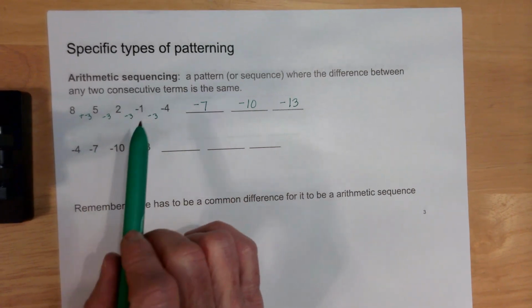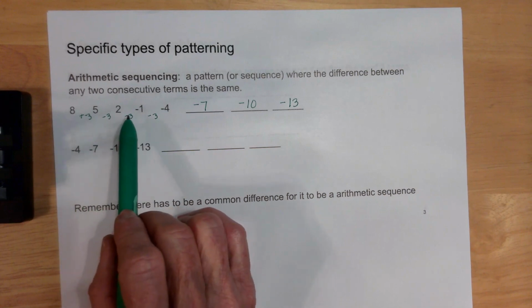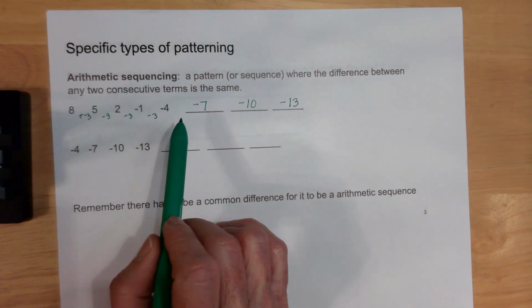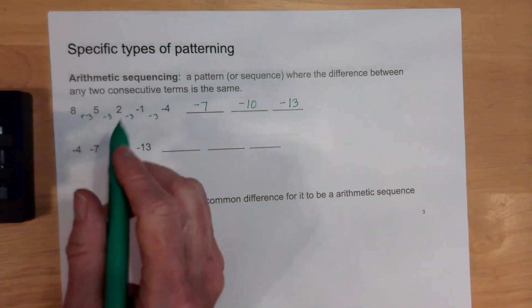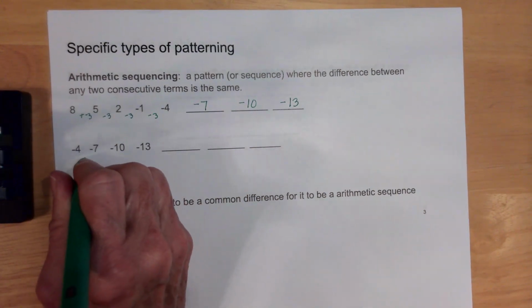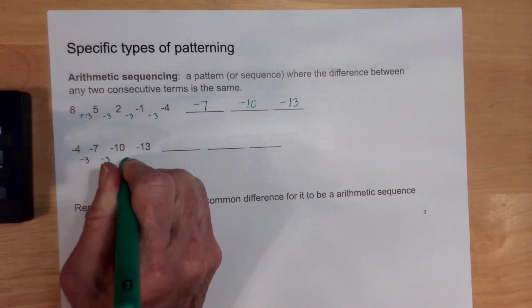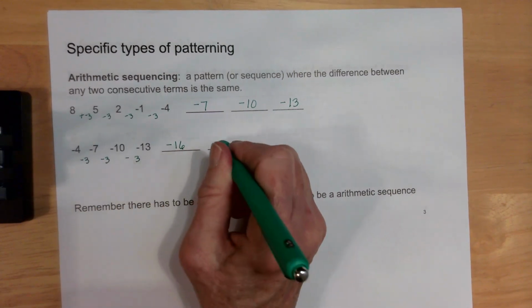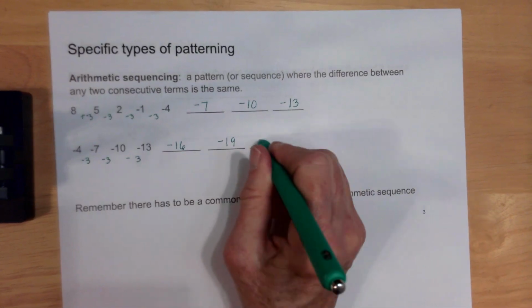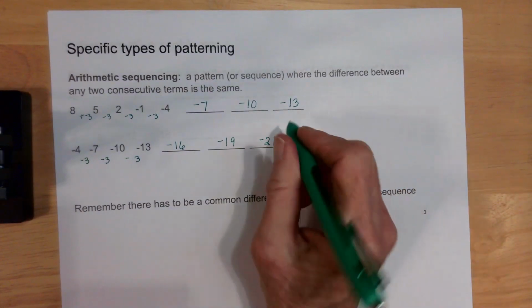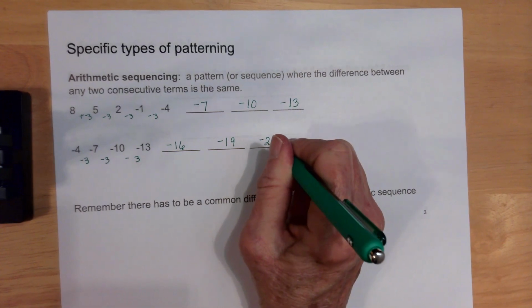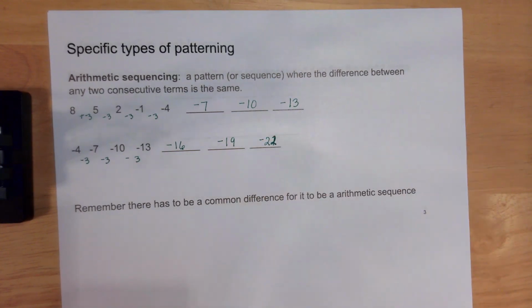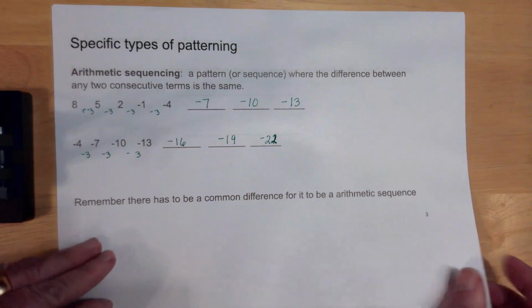Now remember, arithmetic, you have to be adding, or if you will, subtracting the same thing each time. On this one, looks like it's the same thing. It's -3 in between each, which is going to make this a -16, a -19, and a -22. Okay? Remember, there has to be a common difference for it to be an arithmetic sequence.